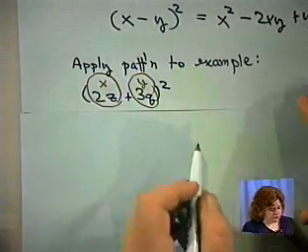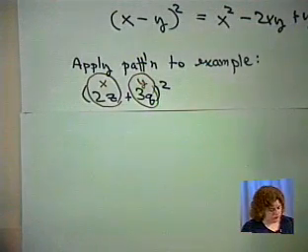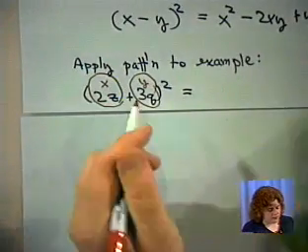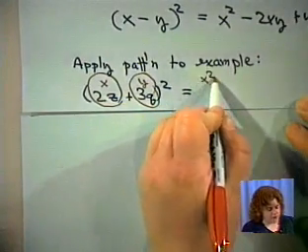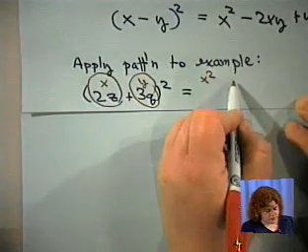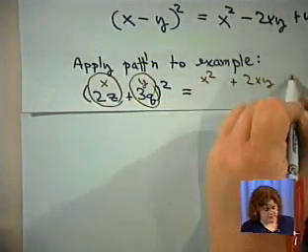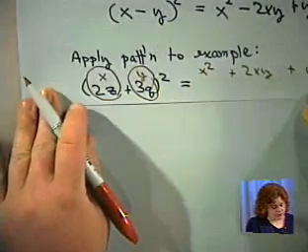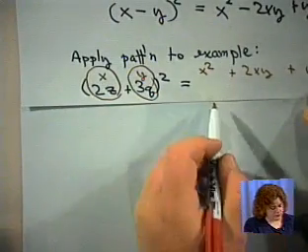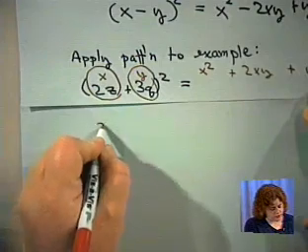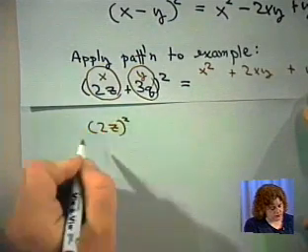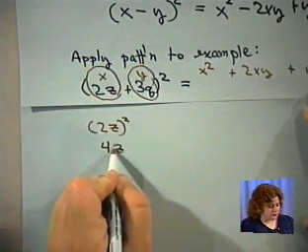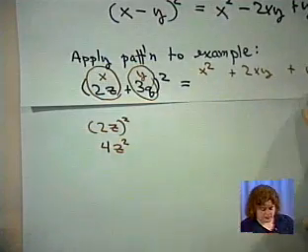Well, our pattern had an answer where we had x squared plus 2xy plus y squared. The way that'll work out here is we'll take our 2z and we'll square it, and you can write that off to the side. 2z quantity squared is going to get us 4 times z squared, so that's going to go here.